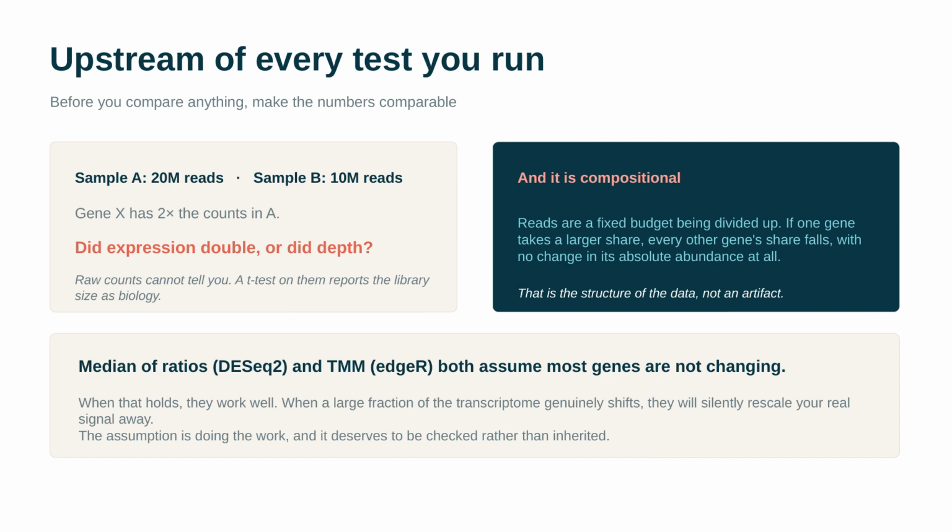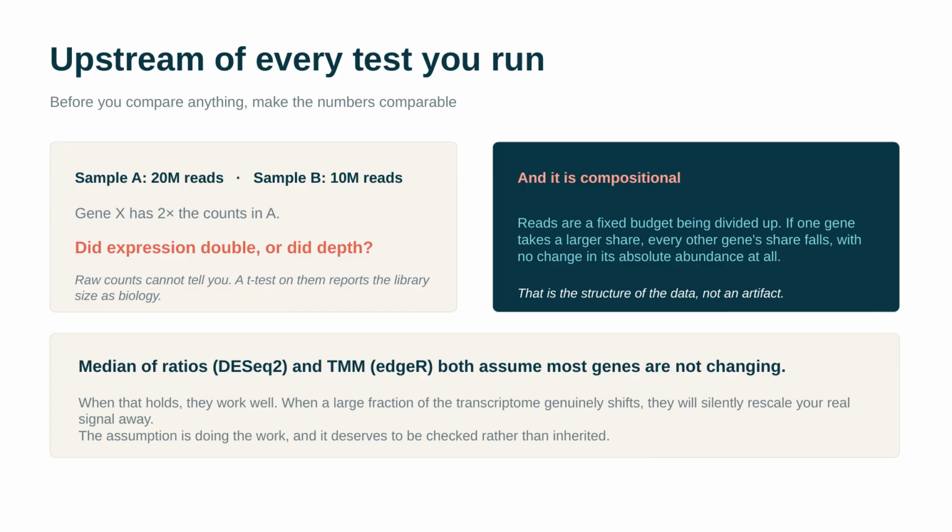If one gene captures a larger share, every other gene's share falls, with no change in its absolute abundance at all. That is not a measurement artifact you can ignore. It is the structure of the data. So you need normalization, and the methods differ in what they assume.